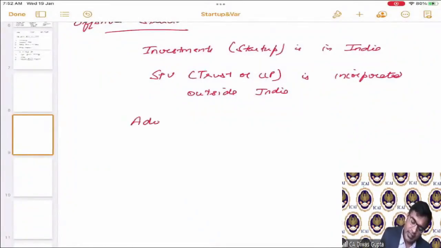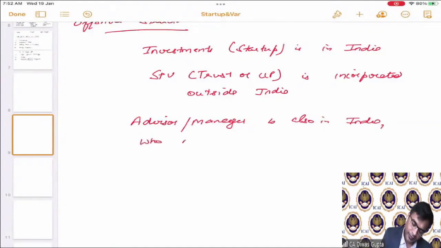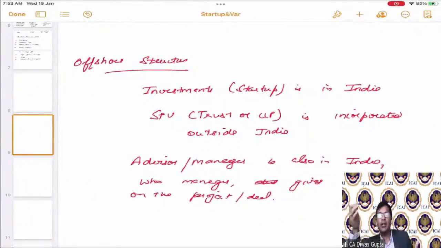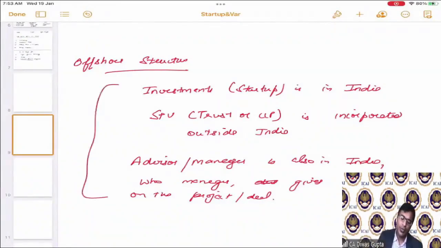And since it is investing in startups that are in India, the advisor or manager is also in India only, who manages and gives due diligence on the project or deal. Okay, students, so this person who is in India will be managing and doing the due diligence and all the analysis sitting in India only, because ultimately the investment is happening in India. This is called offshore structure.